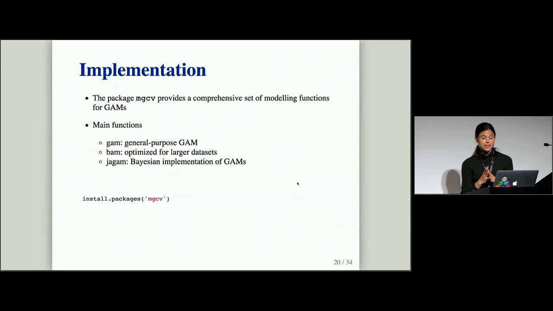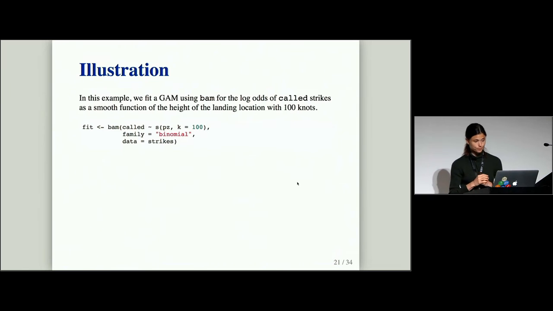To implement the GAM, I think the most common model that's available in R, the library of GAM functions, is the MGCV package, and it has three main additive modeling functions. There's the GAM, there's a BAM, and this one just has some optimization in it for larger data sets, which if you're working with longer periods with the pitch FX data, that will generally be the one that you'll likely implement. And if you're interested in Bayesian implementation, there's also functions for specifying a Bayesian additive model.